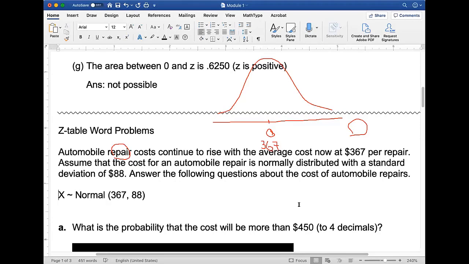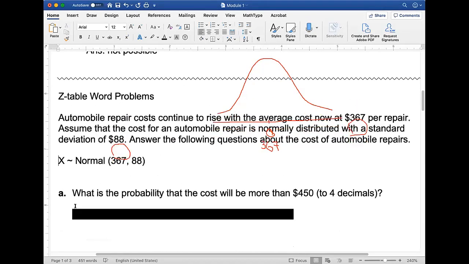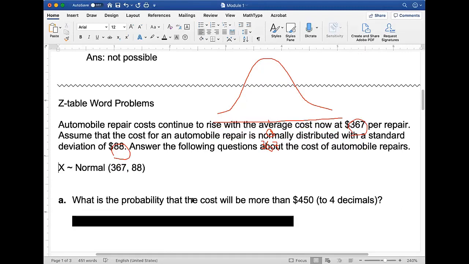Okay, so let's try out the first problem. What is the probability the cost will be more than $450? We have to set it up first. So we want to find a probability: the cost will be more than 450, right? So this is what we want to do.